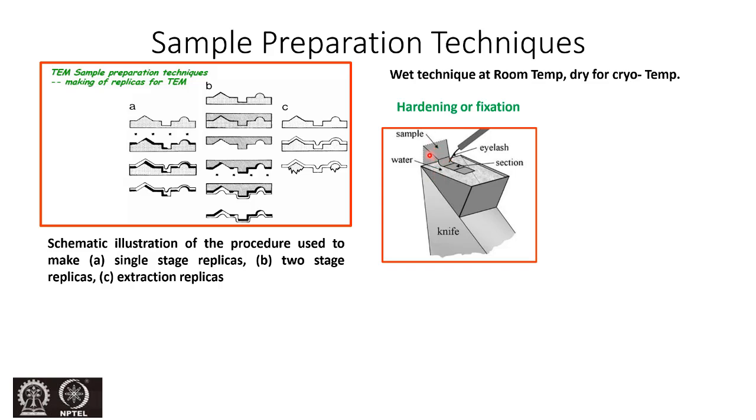So here we have a sample, and this is a tool, a knife, and water is flown, and it actually removes as a chip. The sample is removed in the form of a chip, a very thin chip from the sample. So this is also a technique which is used for the preparation of sample. This is generally for metals.